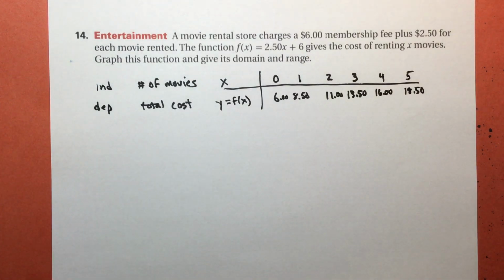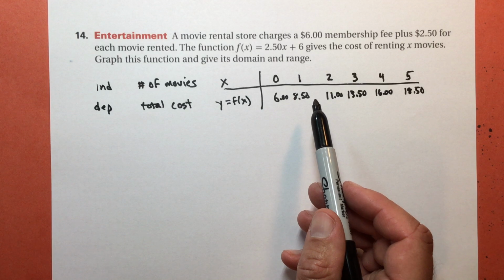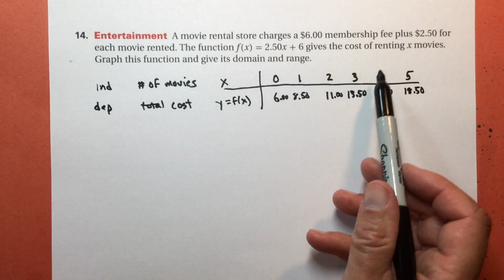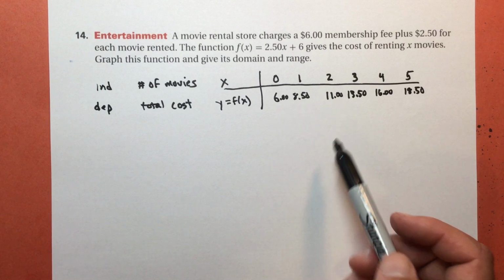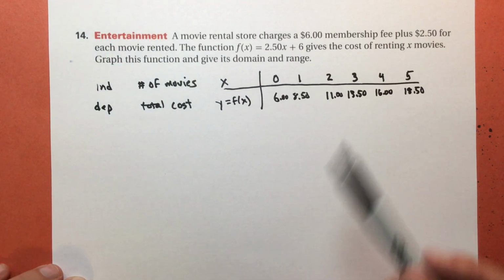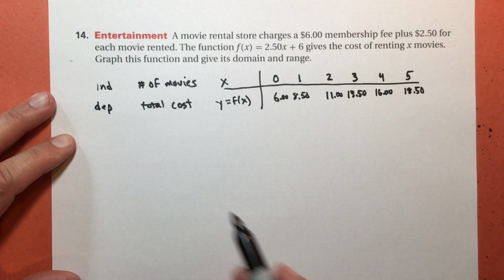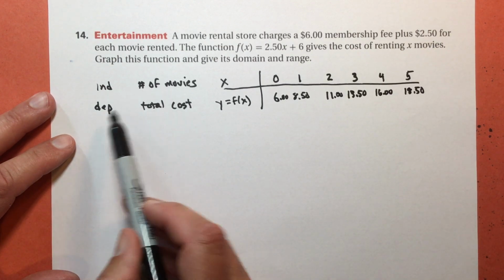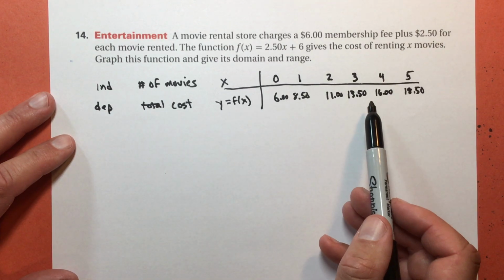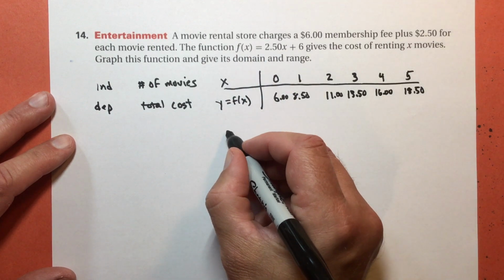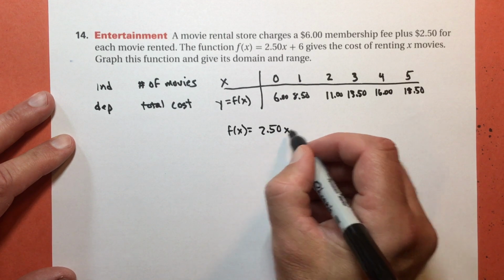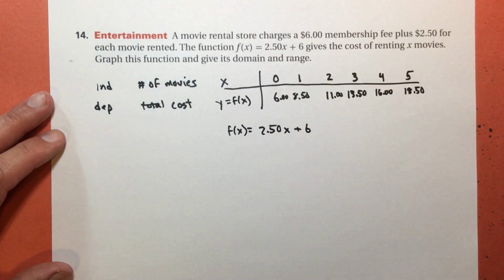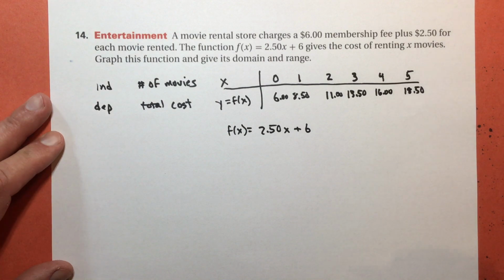Now, to connect this with what we've talked about previously, how do I know this is a linear function? Because the movies are increasing by 1 on my table, and the cost is increasing by $2.50 each time. Alright, so I've identified the independent variable and the dependent variable. I made a table. My equation is f of x equals 2.5x plus 6. All I have to do now is graph it.